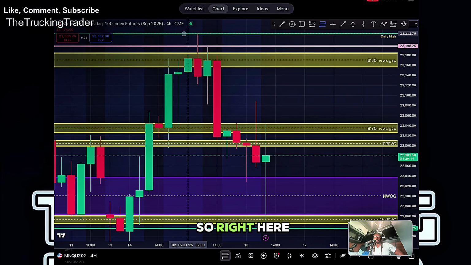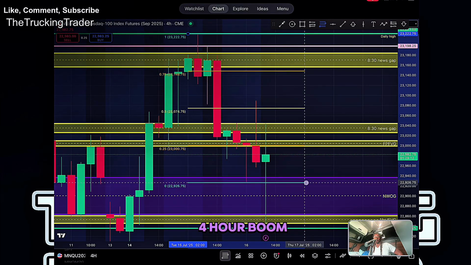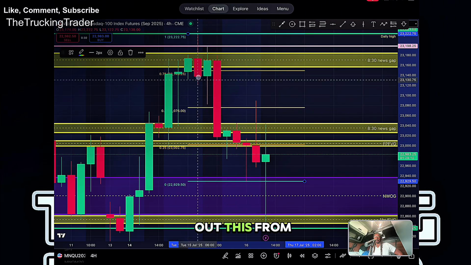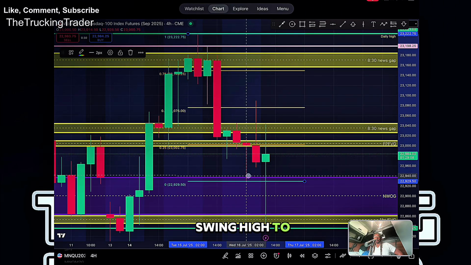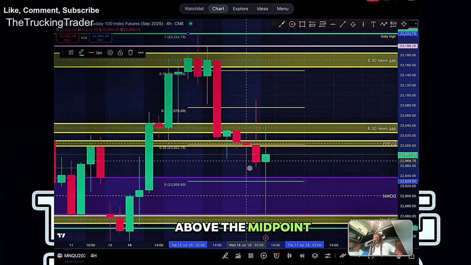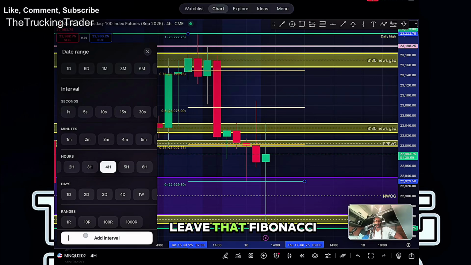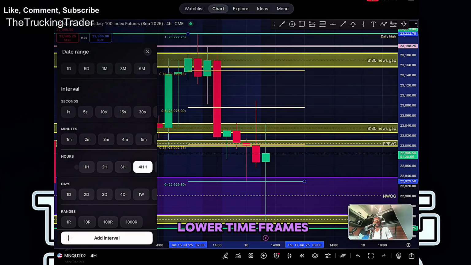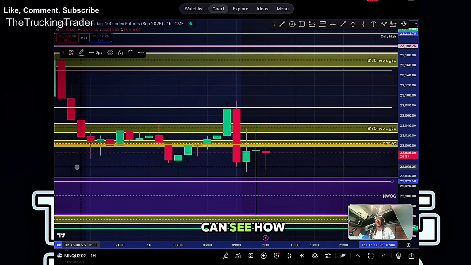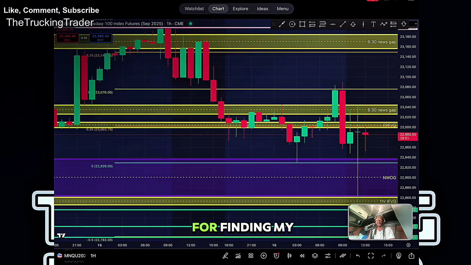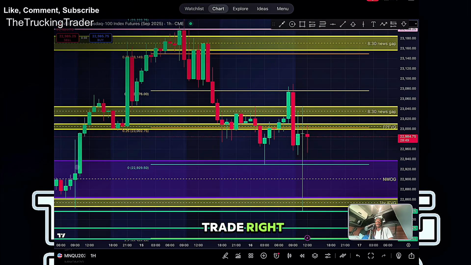So right here, we got a gap on the 4-hour. Boom, bam. So you measure out this from swing high to swing low. You can see price went just above the midpoint of this range, right? Just above the midpoint of this range. So we're going to leave that Fibonacci tool on there, because we're going to continue to drop down to the lower time frames so you guys can see how my process was for finding my trade, right? So right in here, we had a little bit of a 1-hour gap in here as well.